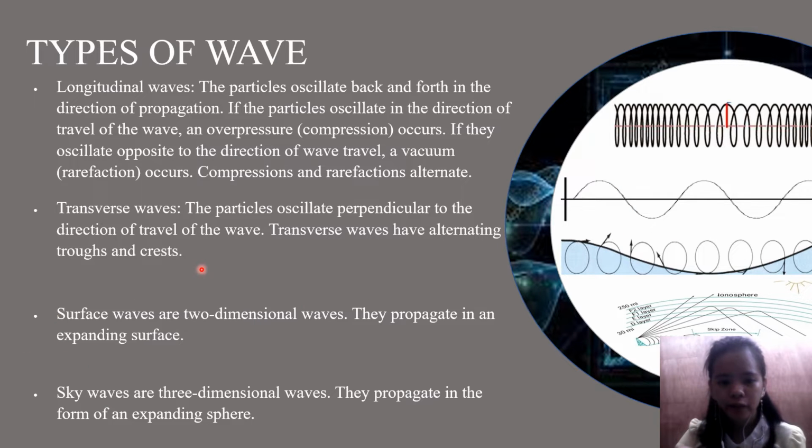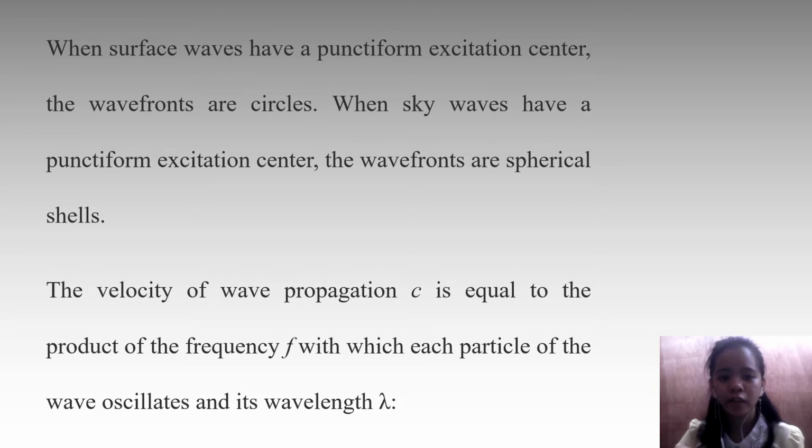Surface waves are two-dimensional waves. They propagate in an expanding surface. So this is the surface wave, and this is the sky wave, which is three-dimensional. They propagate in the form of an expanding sphere. When surface waves have a single excitation center, the wavefronts are circles. When sky waves have a single excitation center, the waves are spherical shells.